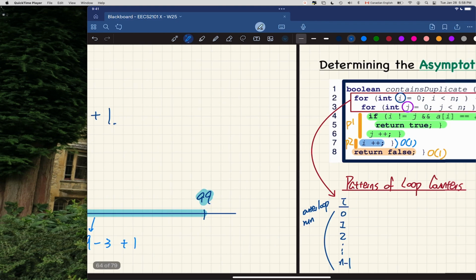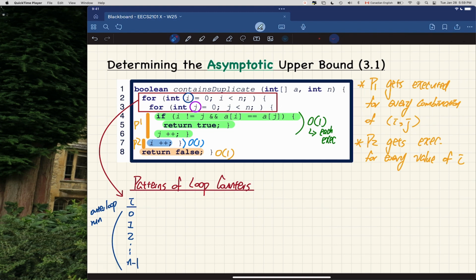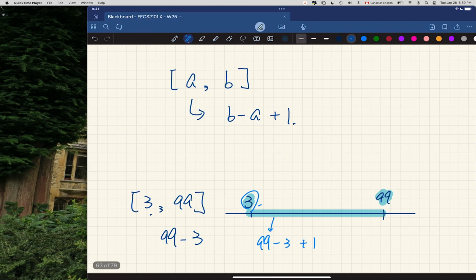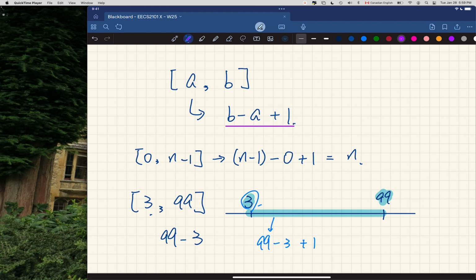And in our example here, we've got from 0 to n minus 1, right? So how many integers will this be? It would be n minus 1, the end, minus the beginning 0, plus 1. That's exactly just n. Easy to verify. So this will be b minus a plus 1 integers in the closed interval, let's be precise, including a and including b.